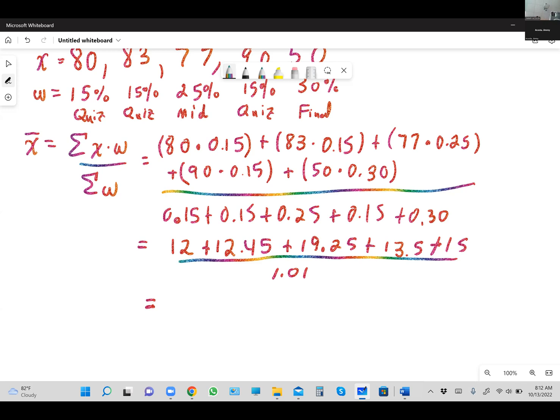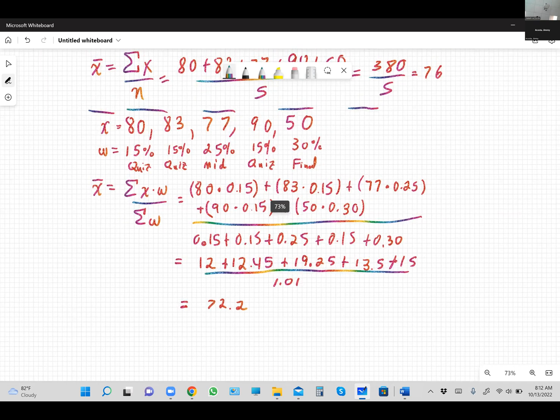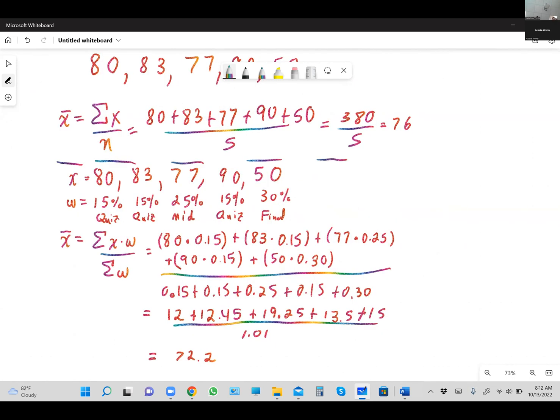So now, you take 12 plus 12.45 plus 19.25 plus 13.5 plus 15, and you get 72.2. Now, notice how drastically different. I know you can't see it up here. I can't move it from there. Let me try. Can't make this go. How drastically different the two results are.